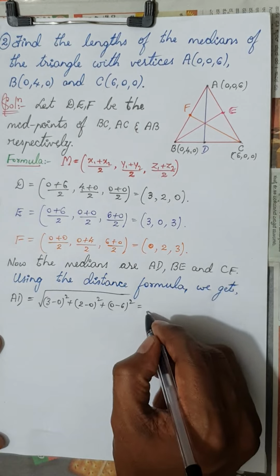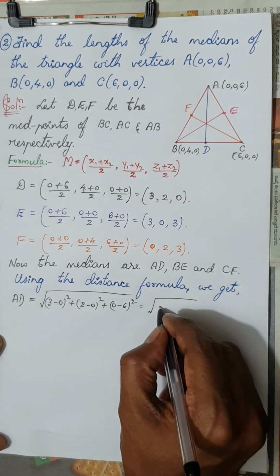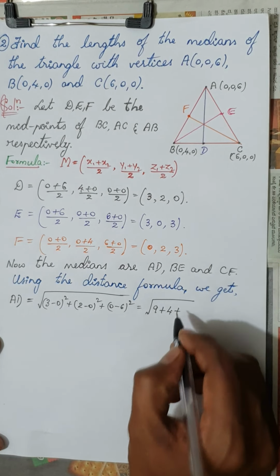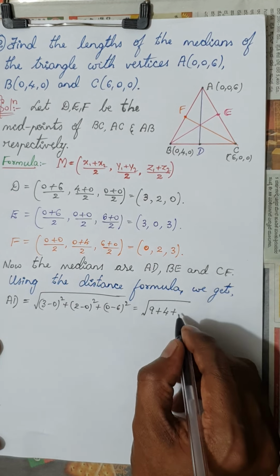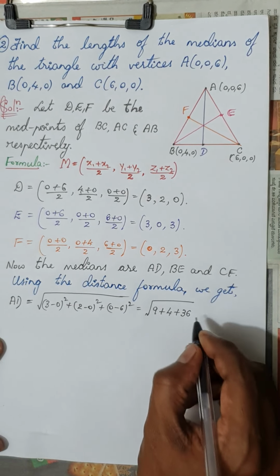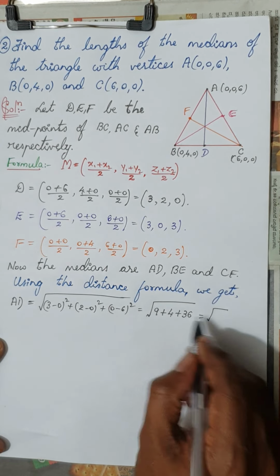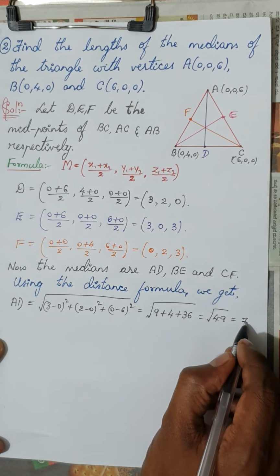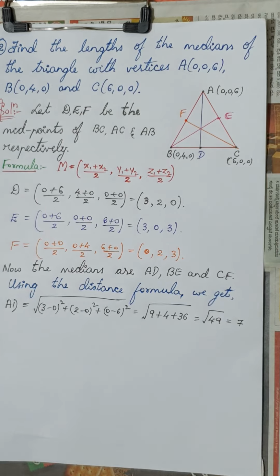Okay, so this is nothing but square root of 3 minus 0 is 3, 3 square is 9, plus 2 minus 0 is 2, 2 square is 4, plus 0 minus 6 is minus 6, but since it is squared, minus 6 square will be plus 36. So this will be square root of 36 plus 4 is 40, and root 49 comes. We know root 49 is equal to plus or minus 7. Because AD is a length, we will take positive 7.